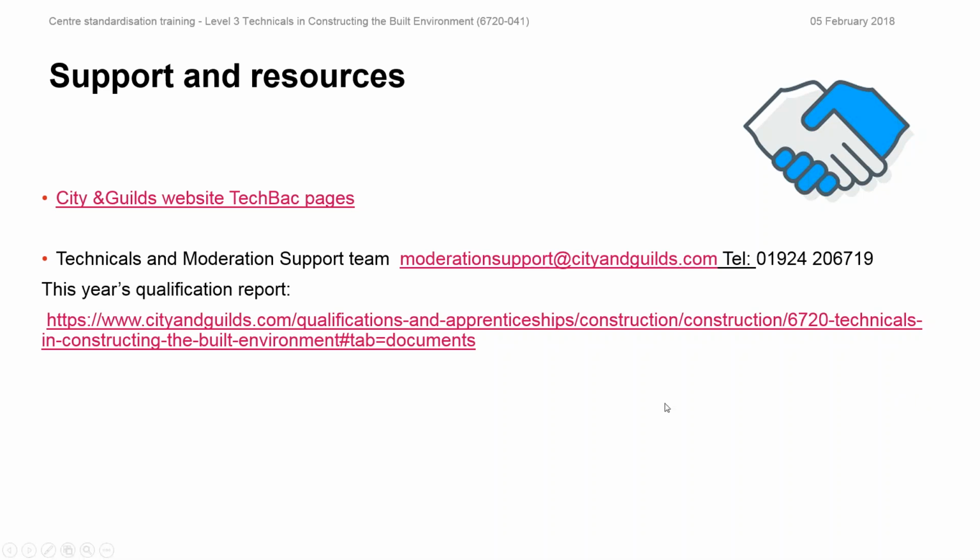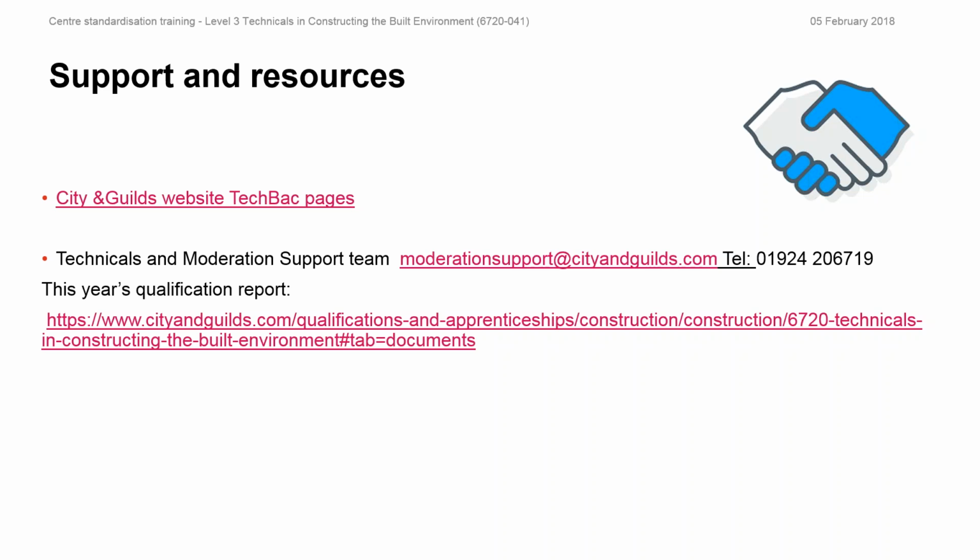I'll try and interpret. I think the way that it works is that as soon as you have access to the moderation portal, which should be in March, and we will provide training for that, as soon as you've completed the synoptic assessment, you will be submitting all of your results and a sample of learners' work to that moderation portal. That has to be done by the 18th of May.